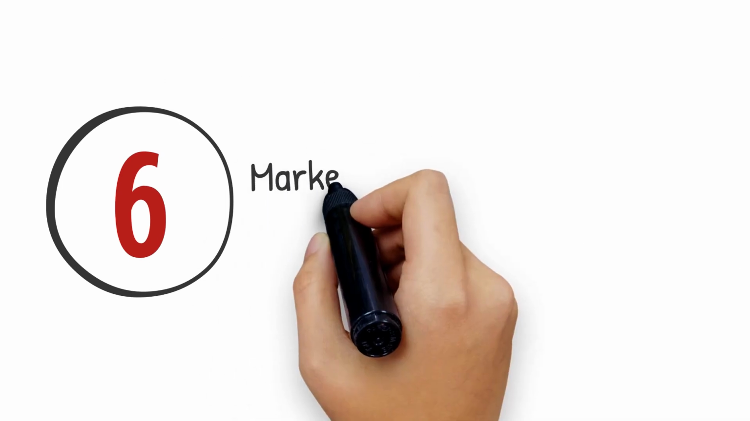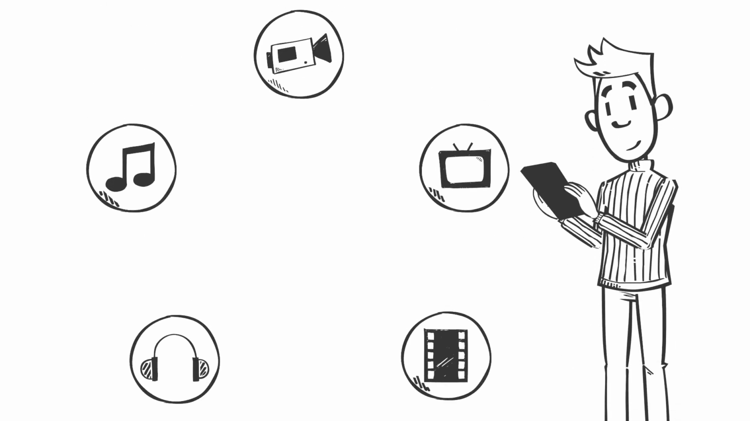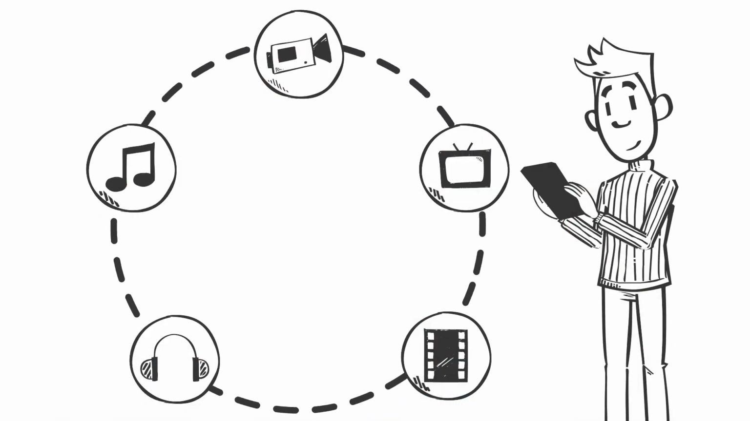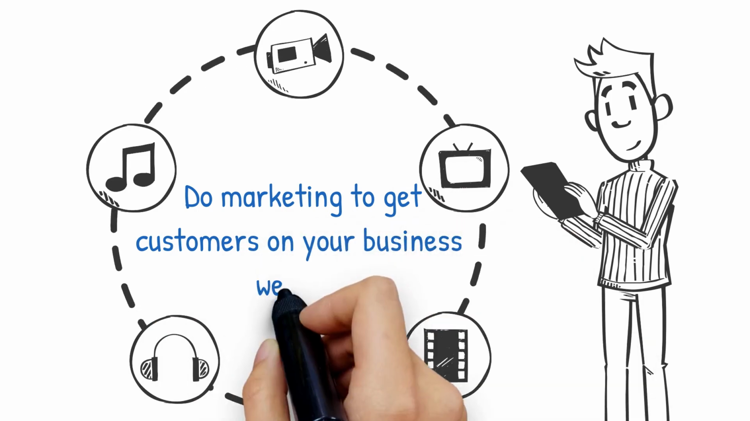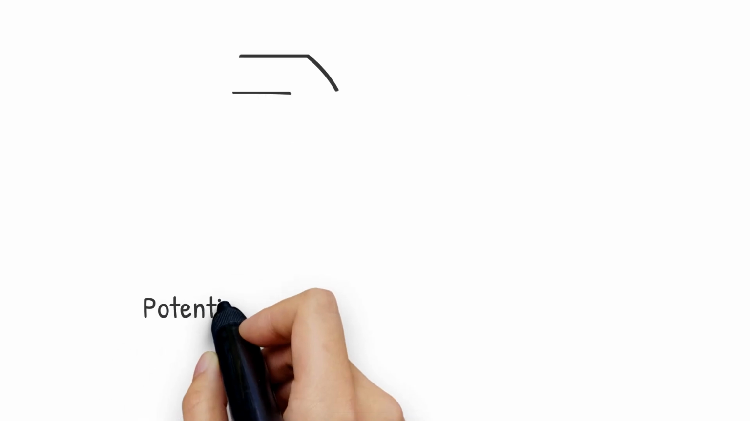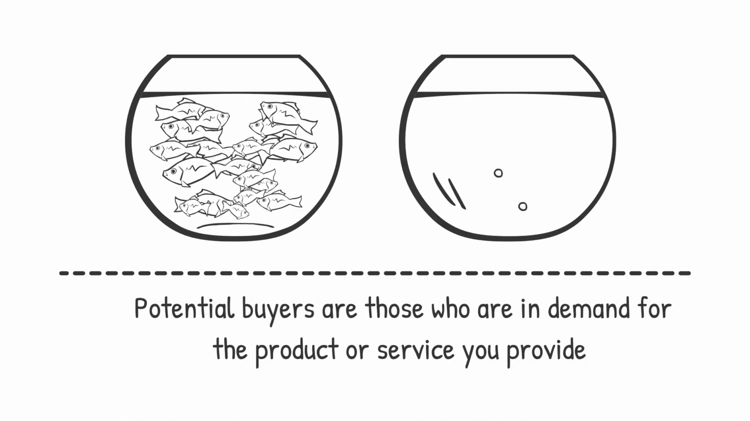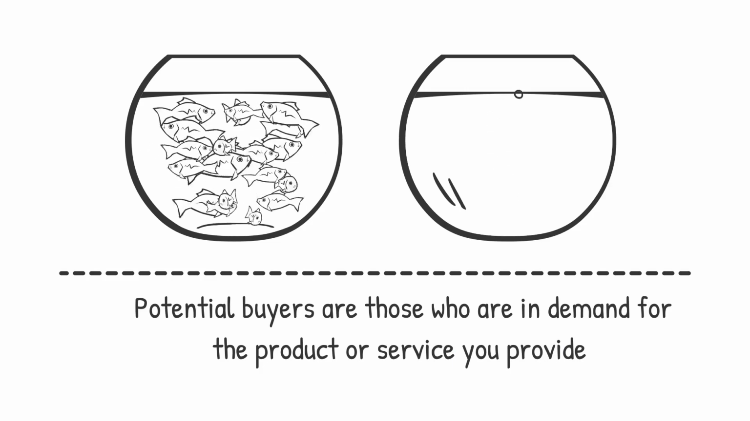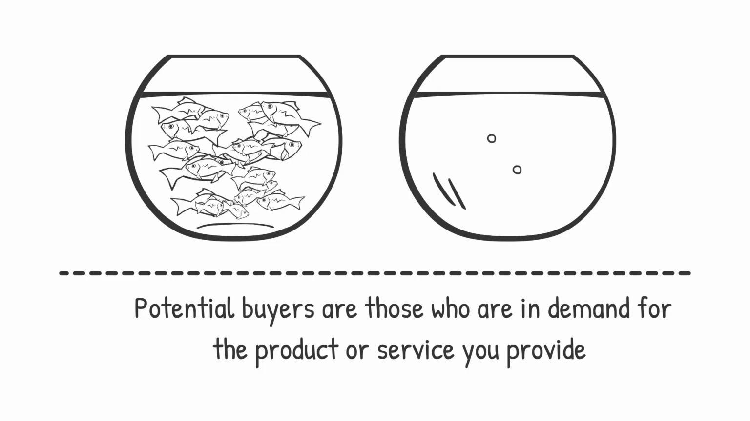Step 6. Marketing and generating sales. Customers will not find you, your store, your website, or your Facebook page just because you have started your business. You have to do marketing to get customers on your business website and get them to actually buy. Potential buyers are those who are in demand for the product you provide but have never purchased your product. However, they can become real customers if you have good marketing.